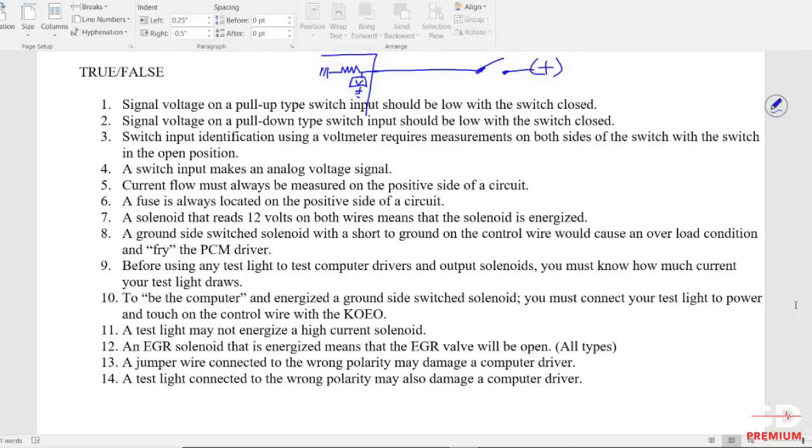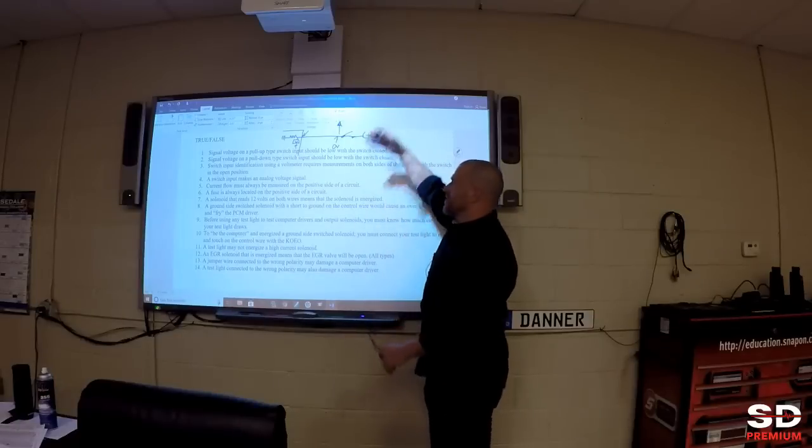That's a false statement. Because with the switch open, my voltage would be 0 volts, and the computer would see that too. Close the switch, and voltage should get pulled up. That's what it does. It's a pull-up design. It should be high with the switch closed.